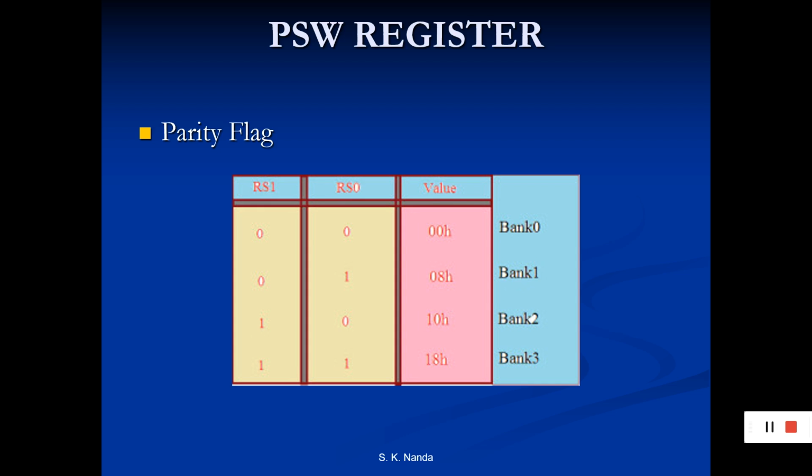RS1 and RS0 are the bits which are used to select different memory locations, that is bank 0 to bank 4 in the RAM. अगर 0 0 है तो bank 0, 0 1 bank 1, 1 0 bank 2, 1 1 bank 3, इस तरीके से.